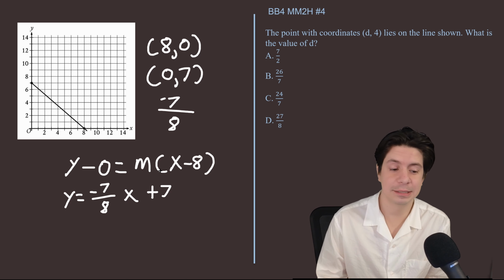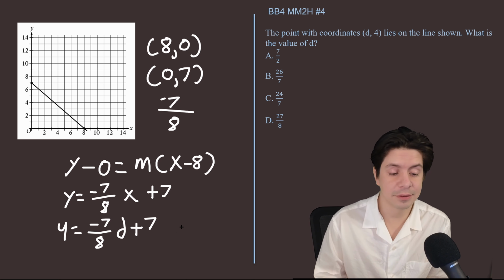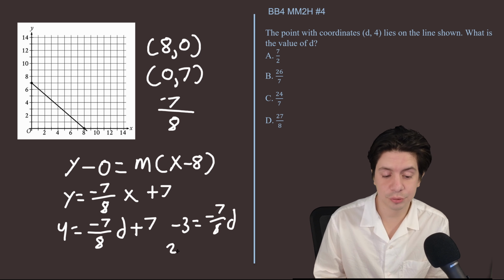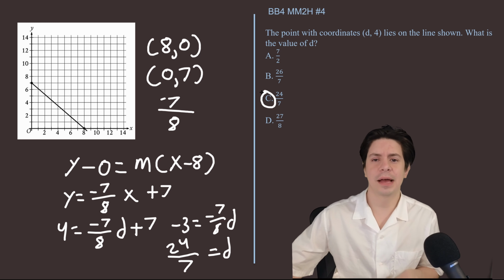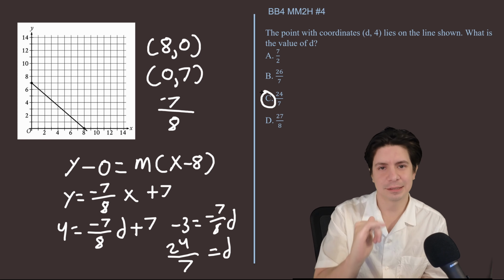Now we can plug in D4, so we'll get 4 equals negative 7 over 8 D plus 7. Subtract 7 and you'll get negative 3 equals negative 7 over 8 D. Multiply by a negative 8 over 7 and you'll get 24 over 7 equals D. Okay, and that is C. Okay, so that one kind of tricky, but with this information you can totally find it using the basics of algebra.